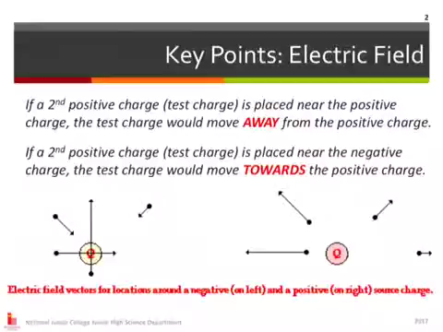The pattern of lines point in the direction that a positive test charge would move if placed upon the line.